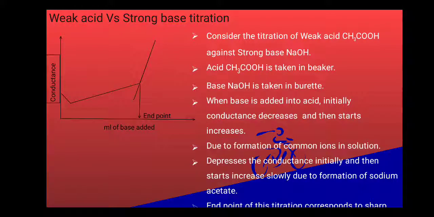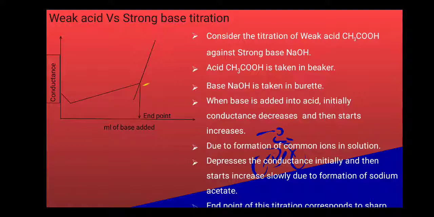The second titration is the weak acid strong base titration. In this case, you fill the burette with the strong base and start addition from the burette. When you start addition, initially conductivity is less, and then it starts slowly increasing.